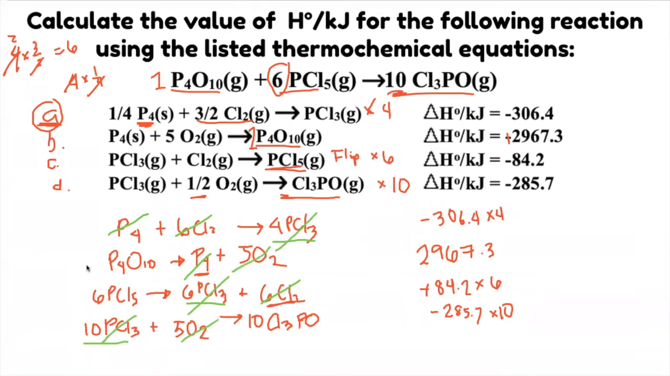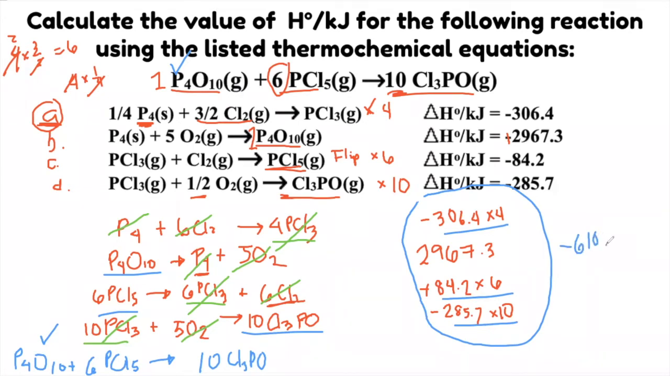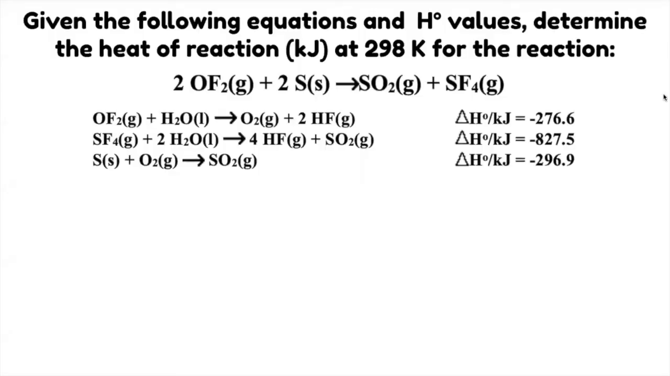So now we can add everything. So I'll get P4O10 plus 6 PCl5 yielding 10 Cl3PO. Okay, so this is the same as our main equation. So what you have to do is just multiply everything first. Multiply this, multiply this, multiply this one, and then add. So this should give you negative 610.1 kilojoules. Okay, I hope that's clear. Is it? Okay, so let's have another one.